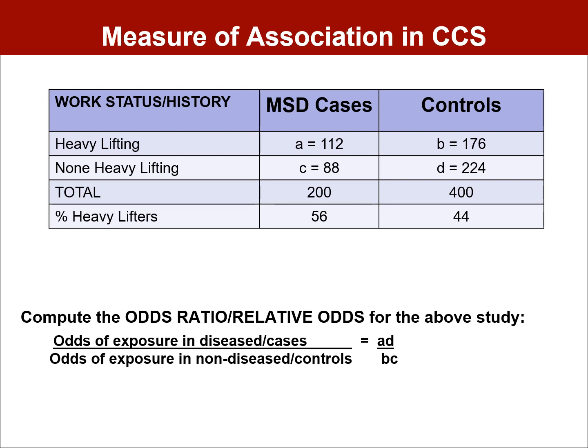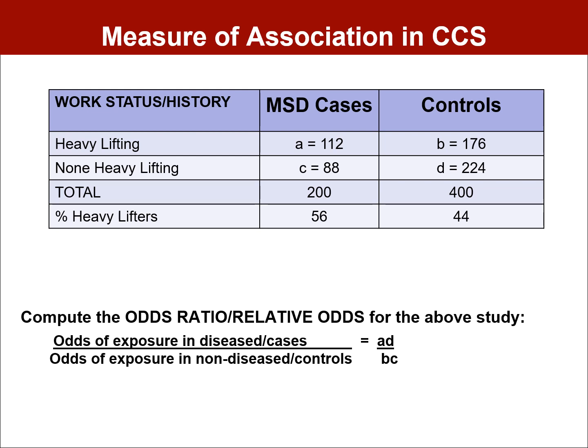Among the heavy lifters, 112 of them had MSD, and for the controls, 176 of them had MSD. For the non-heavy lifters, 88 of them had MSD, and among the controls, 224 did not have the outcome of interest.